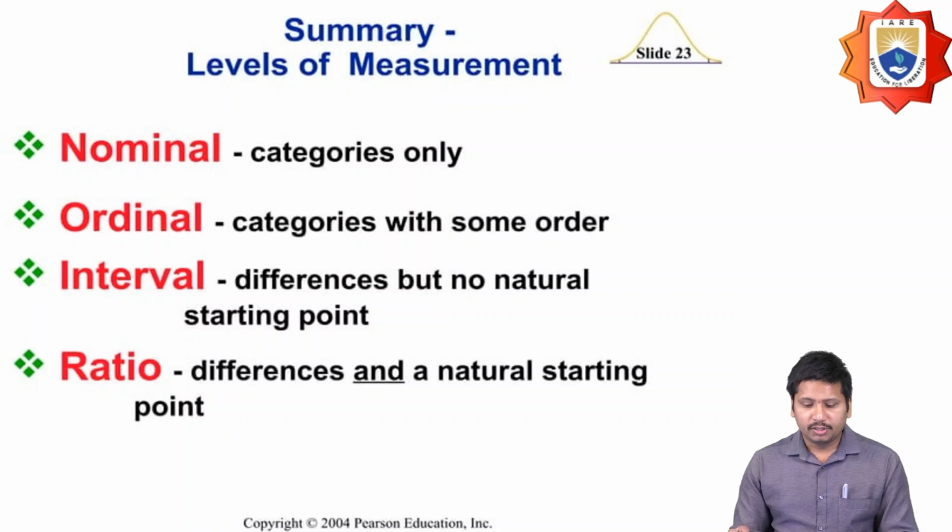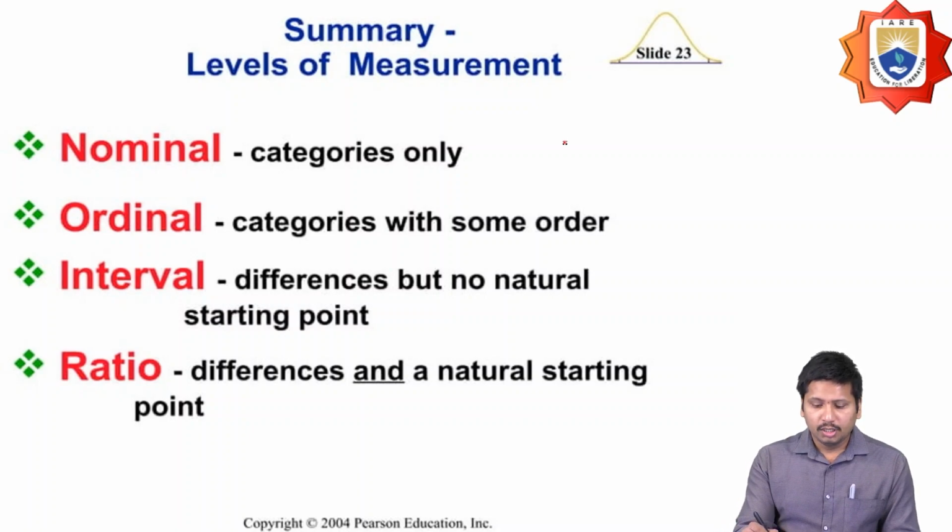Let's see the summary of this. We have an overview of the different levels of measurement. Nominal means only categories are considered, and ordinal means categories with some particular order are considered. Interval means the differences, but no natural starting point. But in ratio, the differences are considered and there is a natural starting point. So this is the summary of these different levels of measurement.